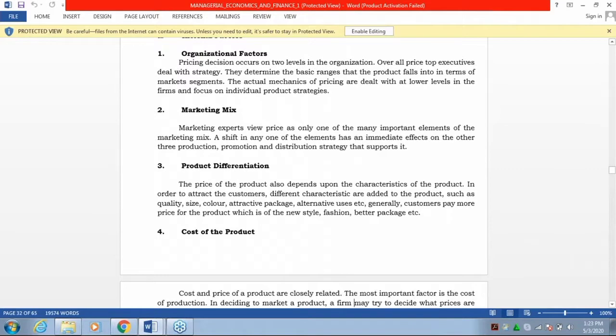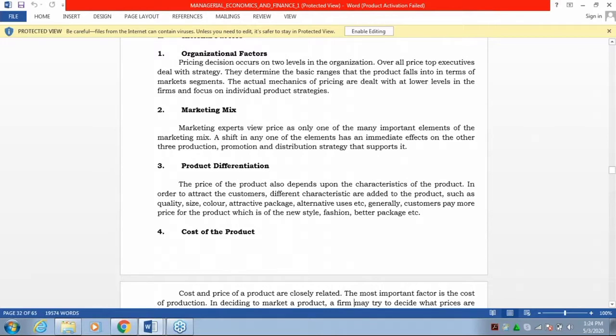Product differentiation. When we are talking of product differentiation, the price of the product also depends upon the characteristics of the product. In order to attract customers, different characteristics are added to the product, such as quality, size, color, attractive package, alternative uses, etc. And at the same time, the customer even pays more for a product which is of new style or fashion, better package.